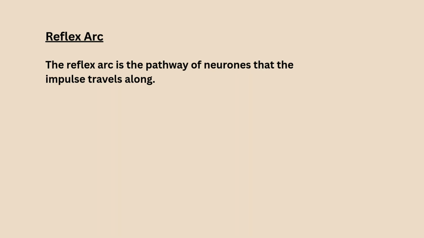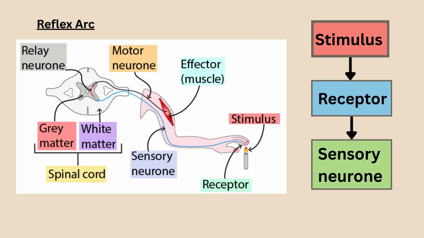The reflex arc is the pathway of neurons that the impulse travels along. This is the reflex arc: the stimulus, which is a change in the surroundings, in this case a candle, and there will be pain receptors or temperature receptors in the skin that will detect the heat of the candle, and then an impulse will travel along a sensory neuron.